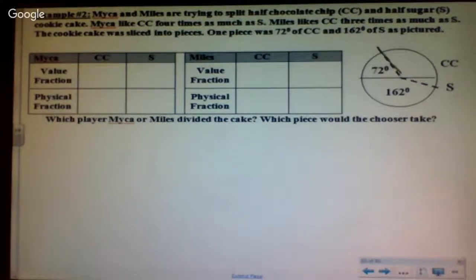So he comes through and he cuts this. This is piece 1. This is piece 2. You can't cut no cake. That's how he thinks these 2 pieces are fair, because he likes sugar cookie a little bit, but he wants some chocolate chip too because he likes chocolate chip more. Okay?